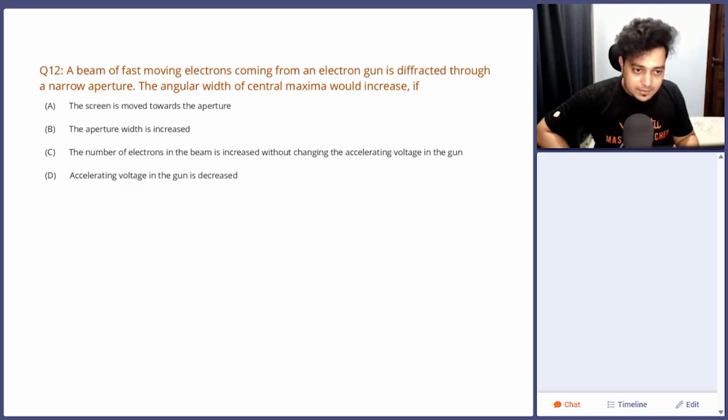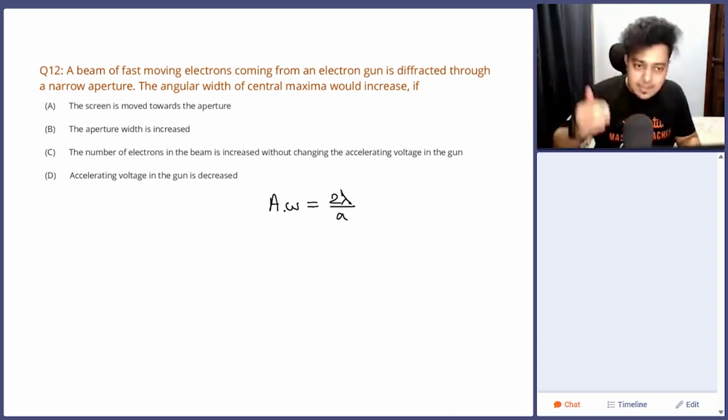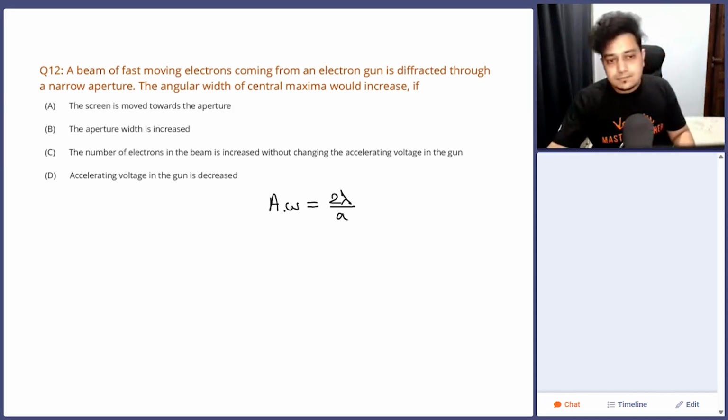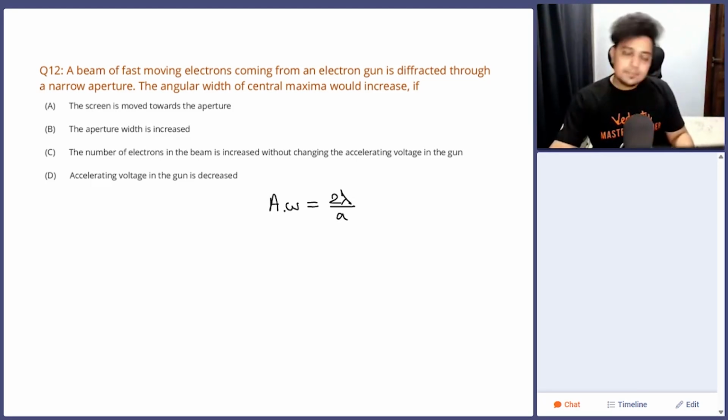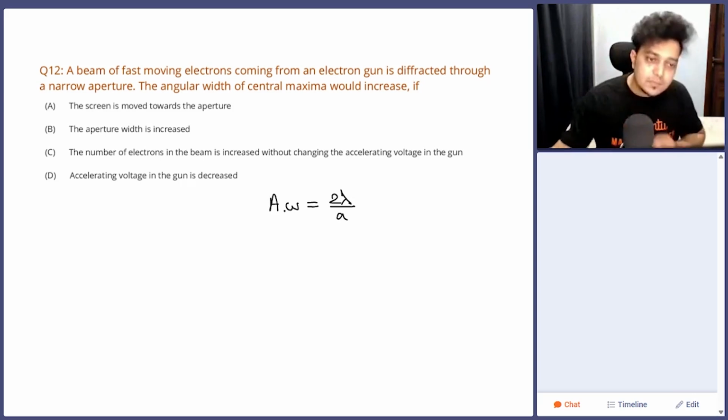So the width of the central maxima is equal to 2 lambda D by a. That is for the location, but here you want the angular width, so it is equal to 2 lambda by a. So this is the angular width of the central maximum. The capital D goes to the other side. Fine, this is the formula for the angular width.